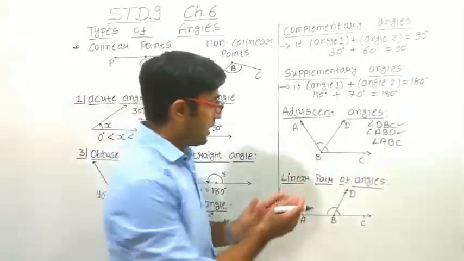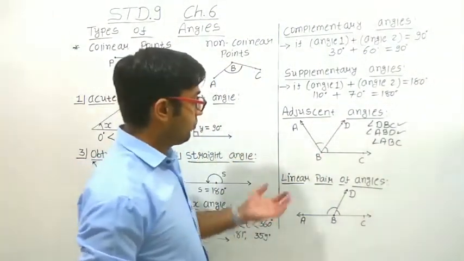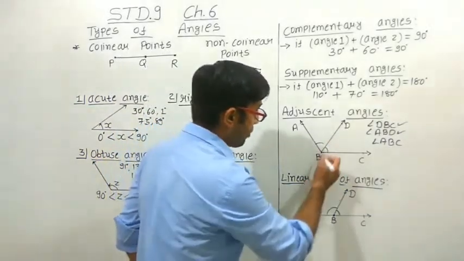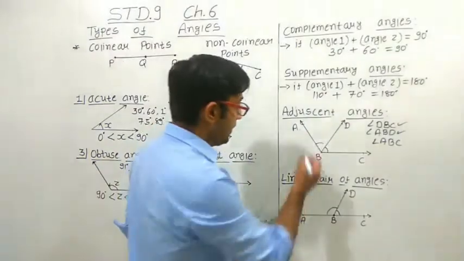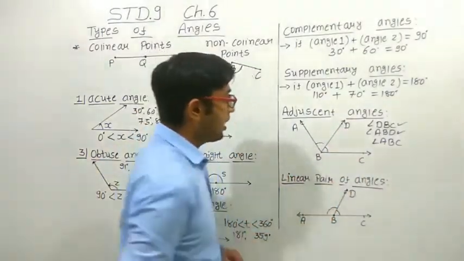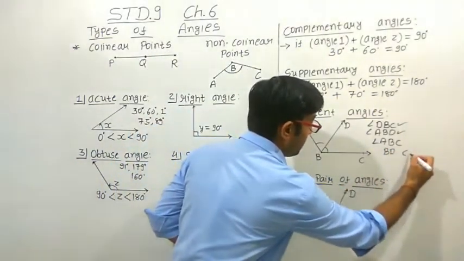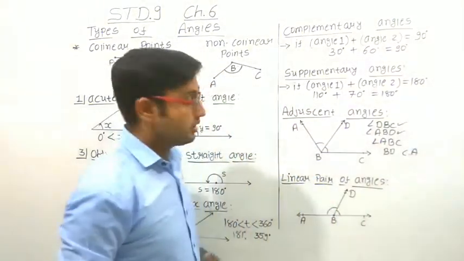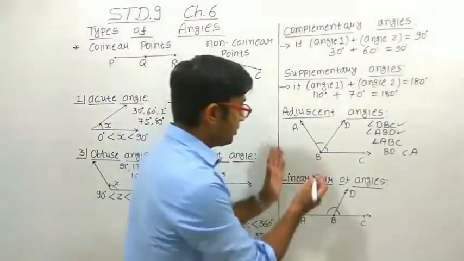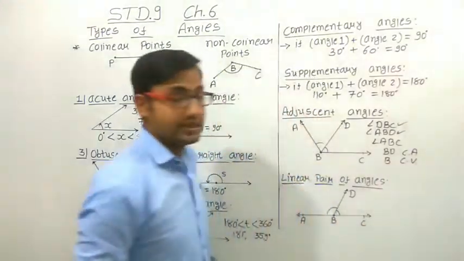Adjacent angle means they have one common arm, right? So what are the three requirements to have adjacent angles? First, they must have a common arm. Both the angles, ABD and DBC, have a common arm, and that common arm is BD, right? Then the second condition is that their vertex must be the same. So here both the angles have the same vertex, B. B is the common vertex.